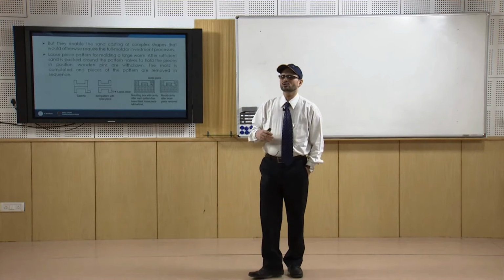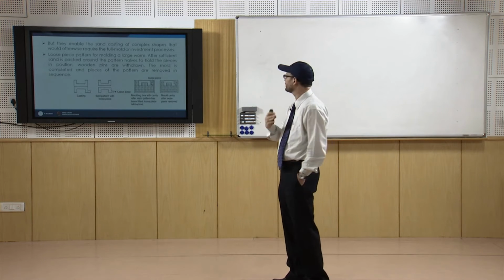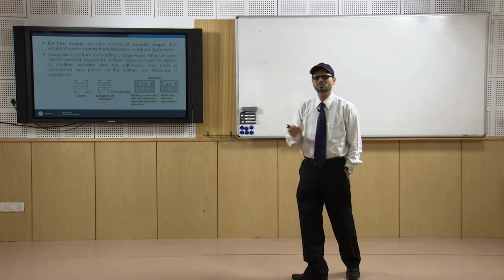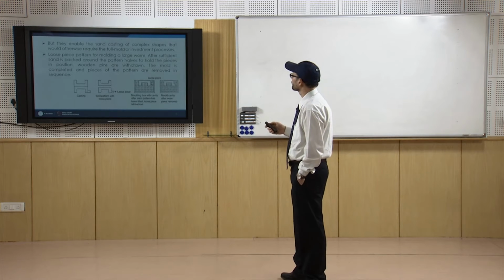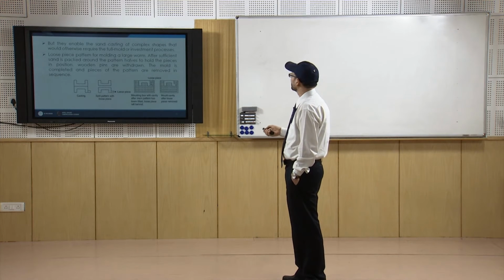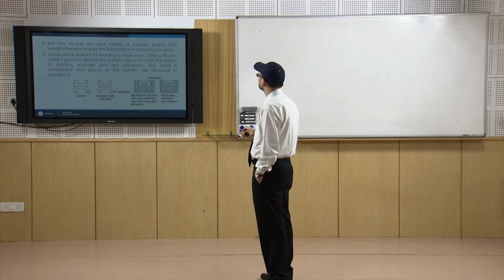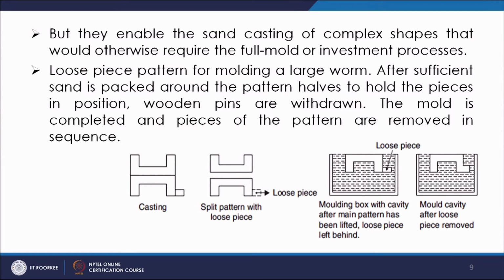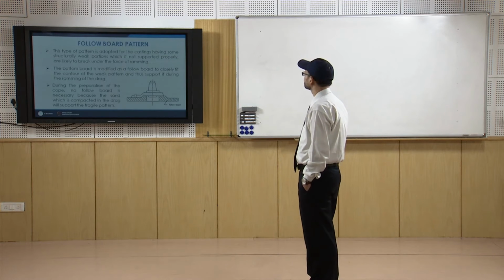So, this way you can avoid the use of a specialized type of casting process like investment casting or even full mold casting, which are basically costlier versions of casting process. It is shown here by example how you use this loose piece, and you can take them out and then do the casting, so that finally you get the cavity of this shape. So, this way you have the use of loose piece patterns.